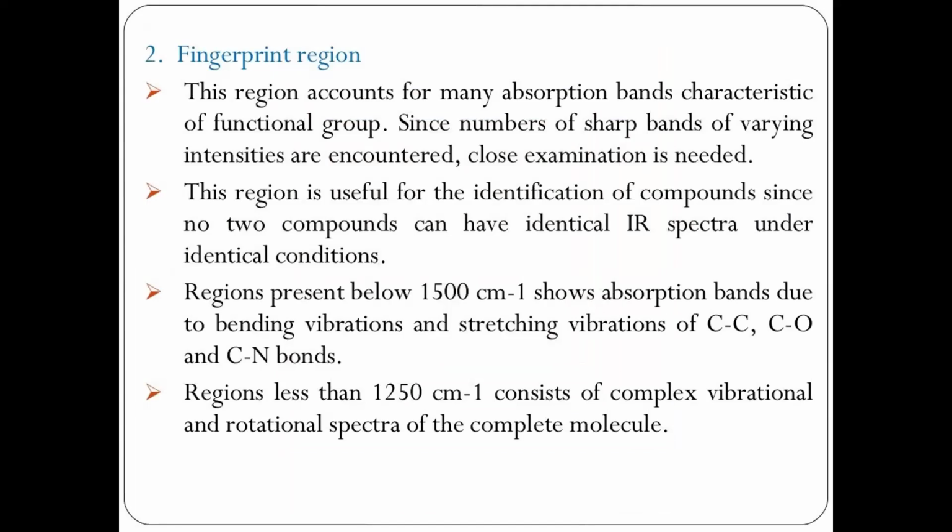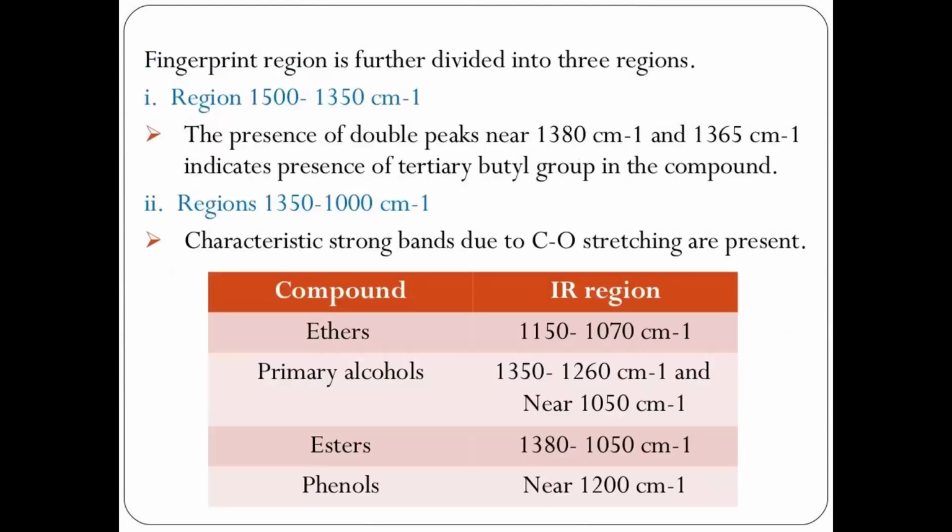The second region in the IR spectrum is the fingerprint region. This region accounts for the absorption bands characteristic of the functional groups. The region present below 1500 centimeter inverse shows absorption bands due to bending vibrations and stretching vibrations of CC, CO, CN bonds. There are different regions in the fingerprint region again. The first region is 1500 to 1350. If there is a tertiary butyl group in the compound, double peaks are observed at 1380 and 1365. So if a double peak is observed in the IR spectrum, it indicates the presence of the tertiary butyl group in the particular compound.